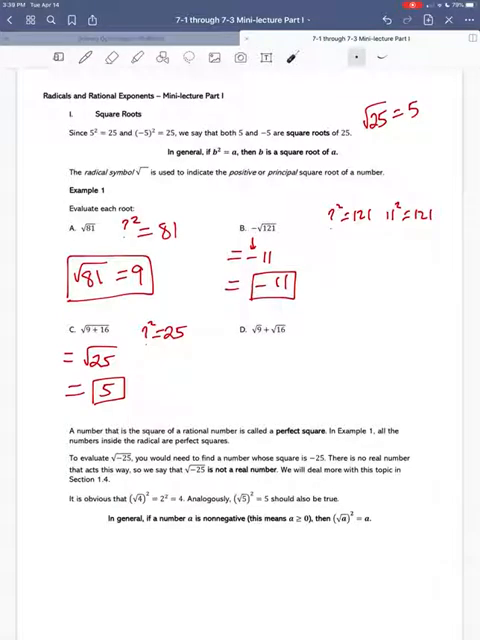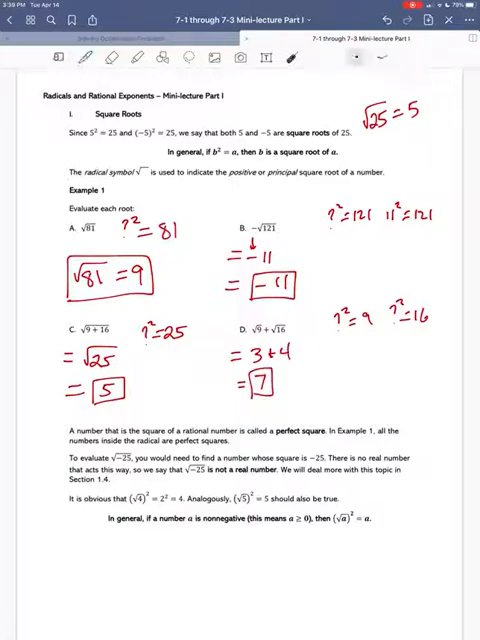In part D, the plus is not inside the radical. I have two separate radicals, so I have to do the radicals first. So I think what squared is 9 and what squared is 16. So that's going to give me 3 plus 4, which is 7.